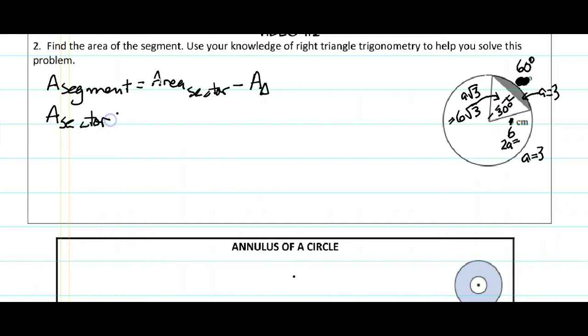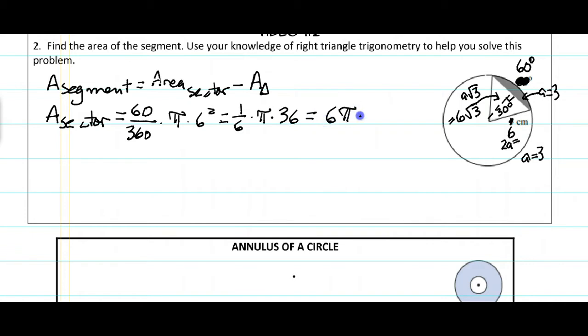So we need to know what fraction of the circle we have. So we've got 60 degrees over here. So it's going to be 60 out of 360 times pi r squared. So that's pi times 6 squared. So that's 1/6 times pi times 36, and if we simplify that, we get 6 pi centimeters squared.